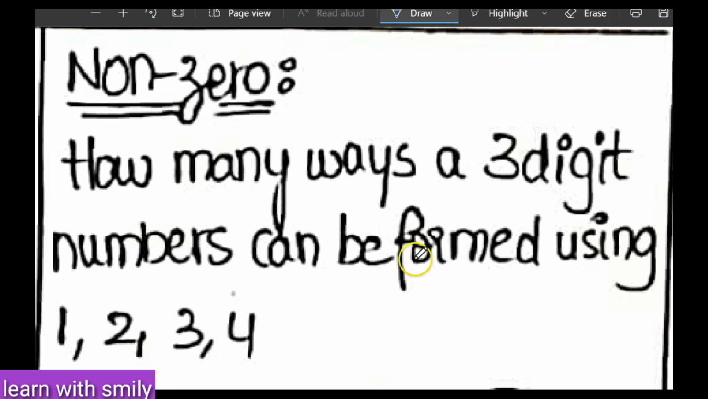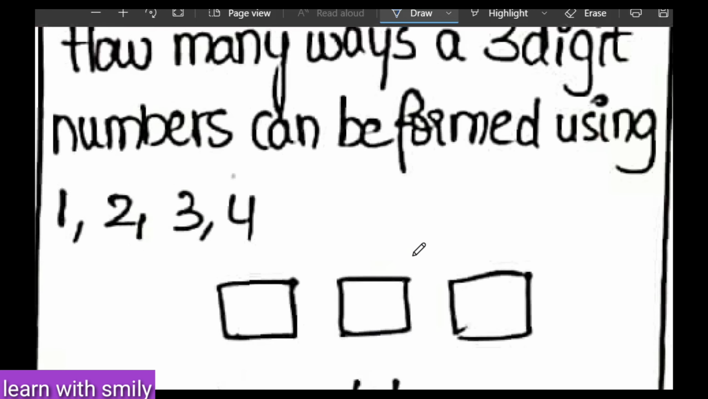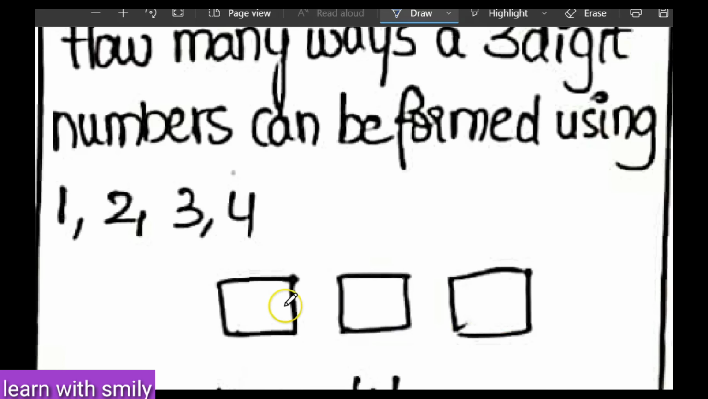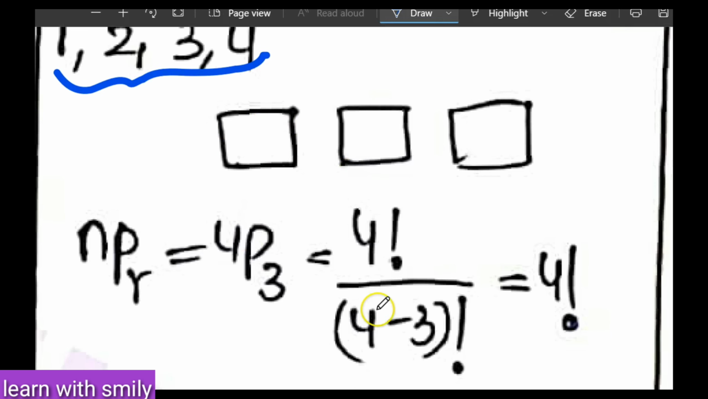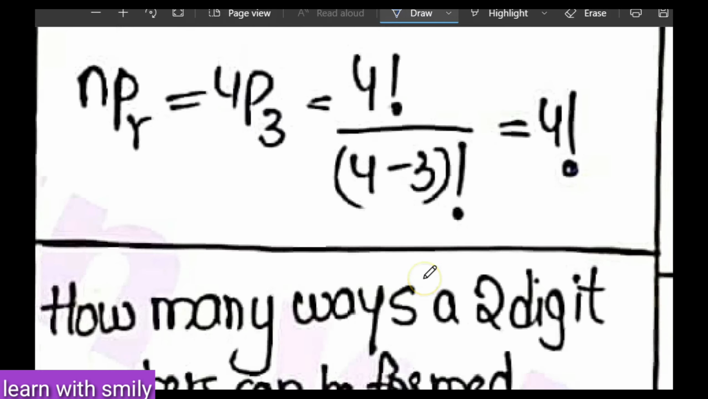So this is the type of problem that we have seen earlier, right? We will have 3 places in which these 4 digits are to be arranged. For that the formula is nPr, where n denotes the number of elements we need to arrange, and r denotes the particular blocks in which they can be arranged. So it's 4P3, and here is the answer.